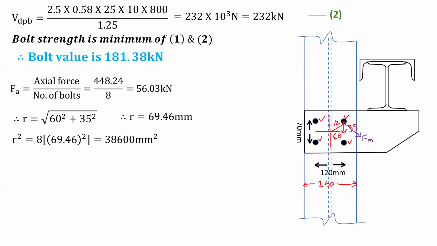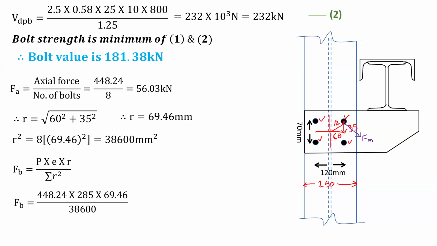Now R square we require for the formula. So we have FB equals P E R upon summation R square. We have substituted the values: P we know, E we know. Now R is 69.46 and R square. We have 8 bolts, 4 on this face, 4 on the opposite face, and R square is 69.46 square. So I get the summation R square, and substituting here we have the value 229.88. But our bolt value is 181, and FB is greater than this, so we have to increase the number of bolts.